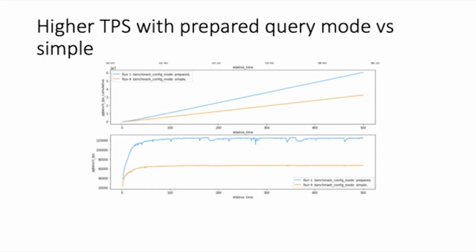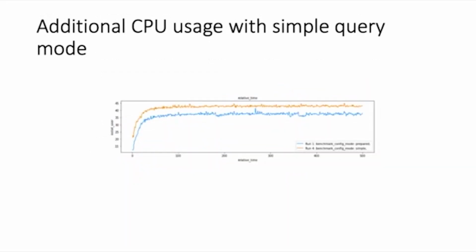I think this varies a lot, but this is the basic example. It's TPCB with a workload that is less than the size of memory. Your working set is less than the size of memory. And so you see you have higher TPS with prepared query mode. And this is from IOStat. So this is CPU in user space, and that is higher with simple because of the parsing and planning overhead, which you're not incurring with prepared query mode.